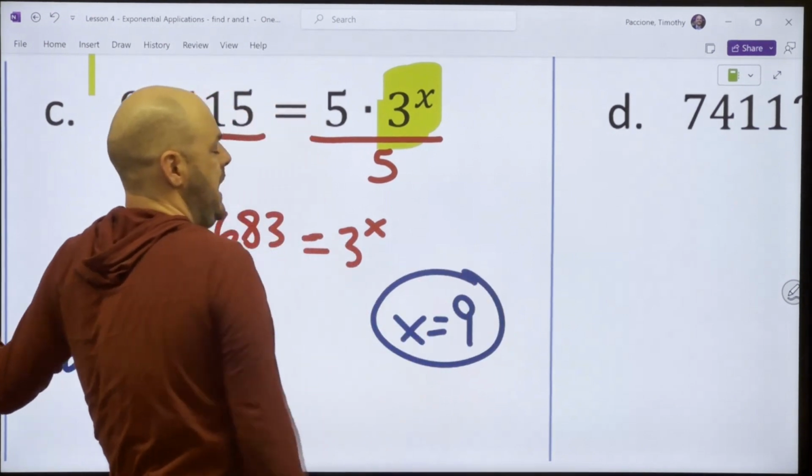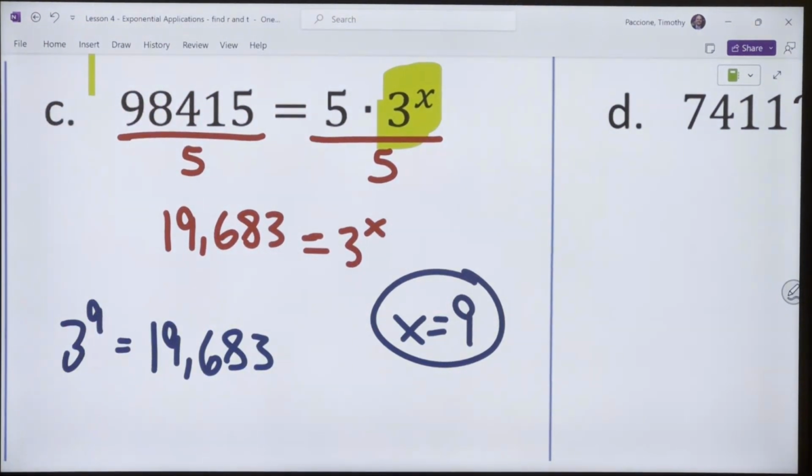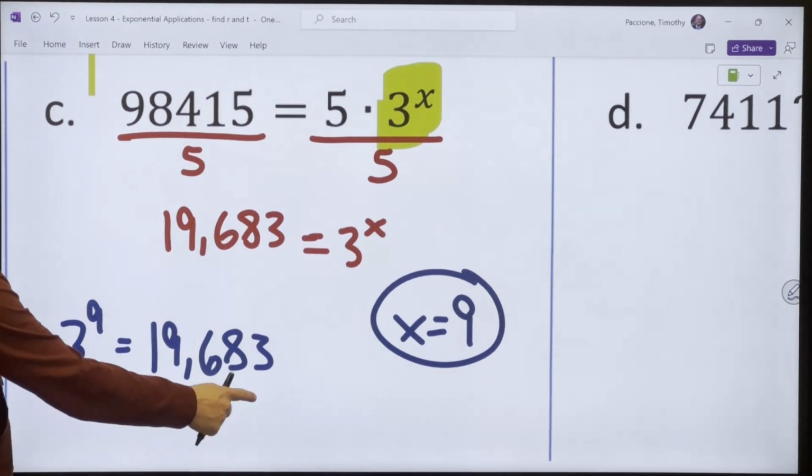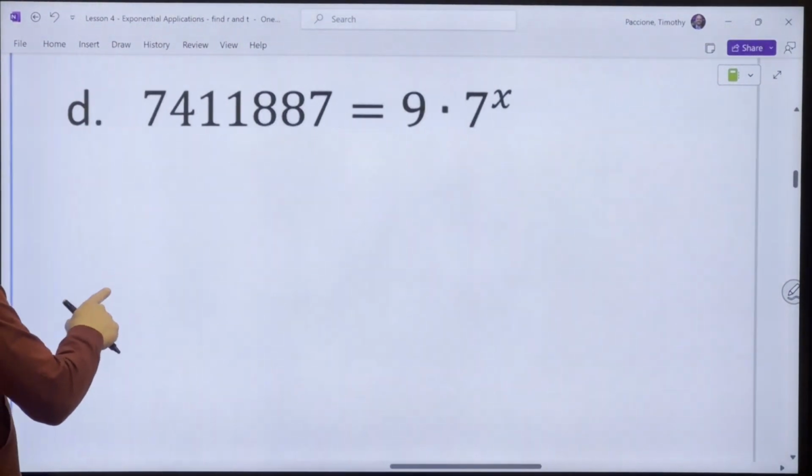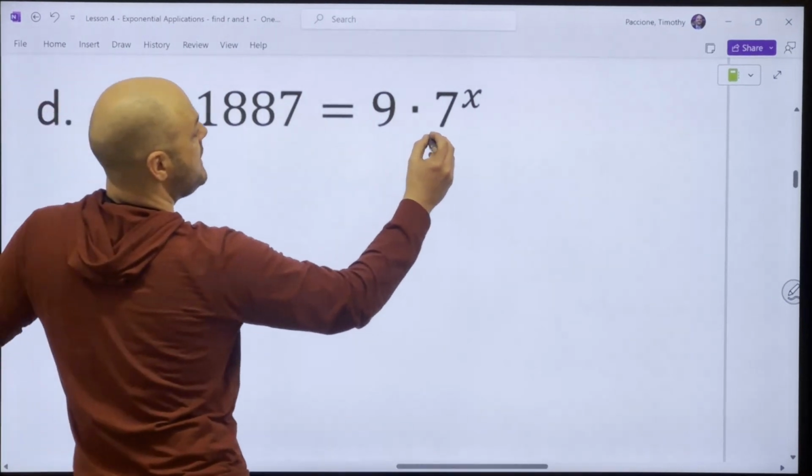Okay? And I would give you a problem where it wouldn't work out yet because I haven't taught you how to really solve for that missing exponent. Okay? Same kind of thing over here. I need to get this part by itself.